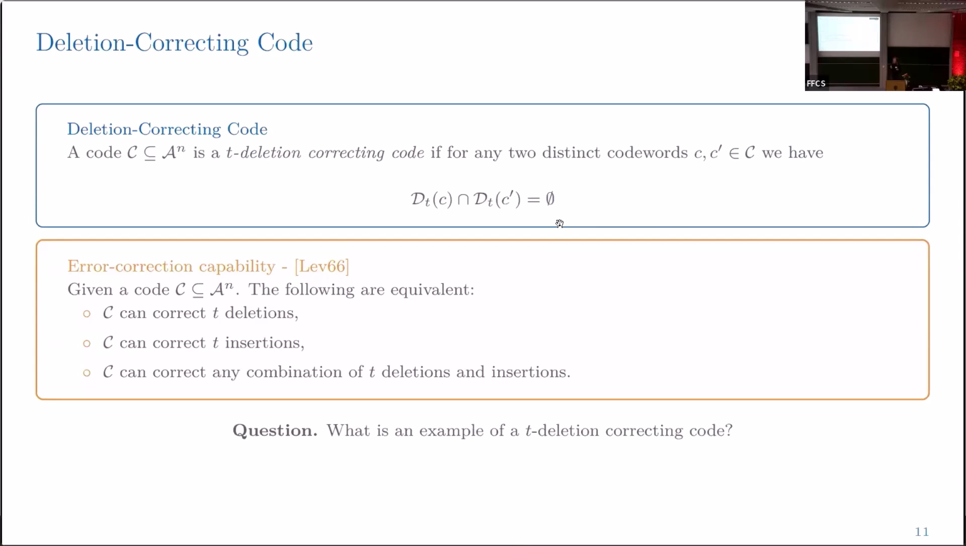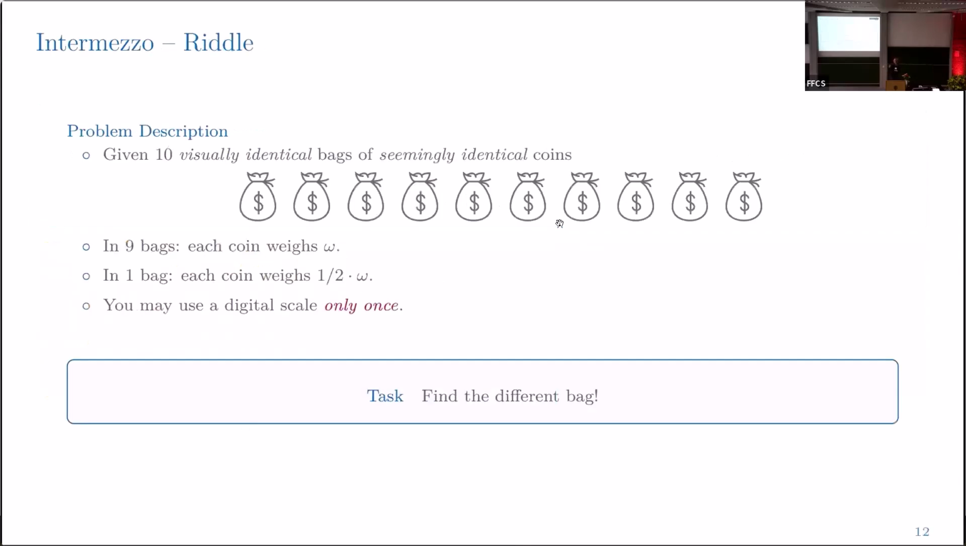So that's one question. And for those of you who fell asleep, I have a little intermezzo or a riddle to let you think a bit. So let's say we have 10 bags. They all seem to be the same. They all consist of coins. All the coins also to you seem to be the same. Now, the trick is 9 bags are exactly the same. They all contain coins of a certain weight, omega. But in one bag, all the coins have just half the weight. Now you have access to a digital scale, which you can use exactly once. How do you determine the bag that is corrupted?